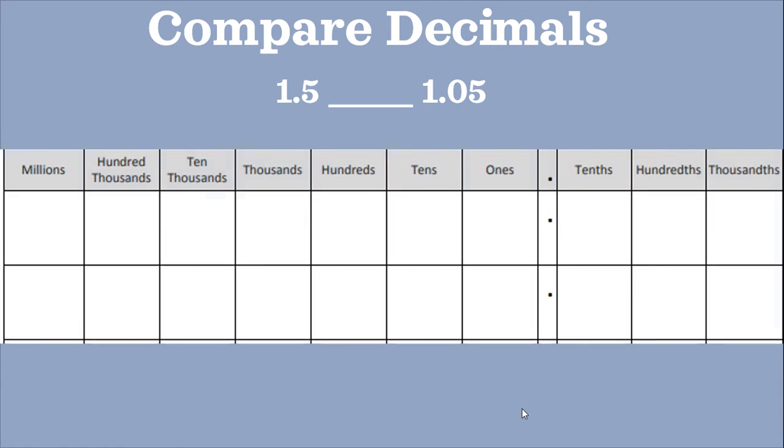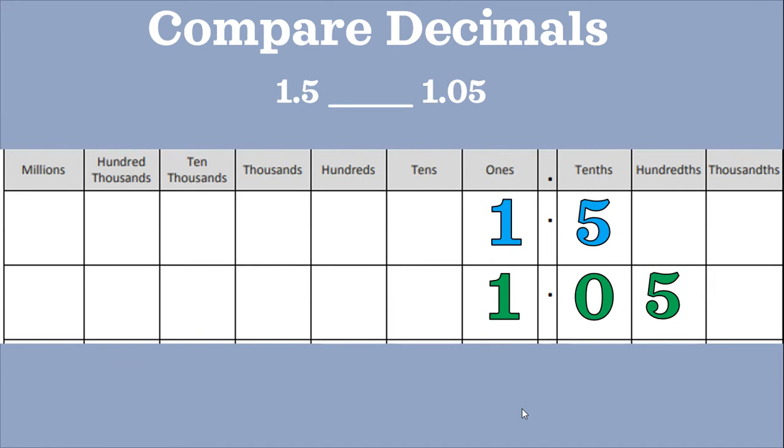Let's continue comparing decimals. We're going to start by having our place value chart and inserting our numbers into the place value chart. The ones is once again the biggest place value, so we're going to start comparing the ones place. In both numbers, there is a 1 in the ones place, so we're going to move on to the tenths place. In our first number, there's 5/10, and in our second number, there's 0/10. 5/10 is bigger than 0/10, so 1 and 5/10 is our bigger number.